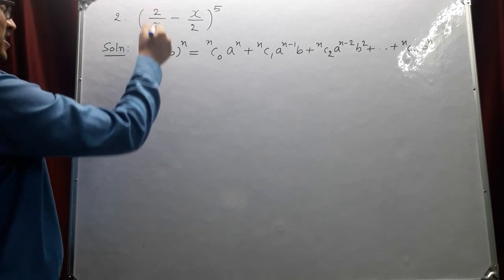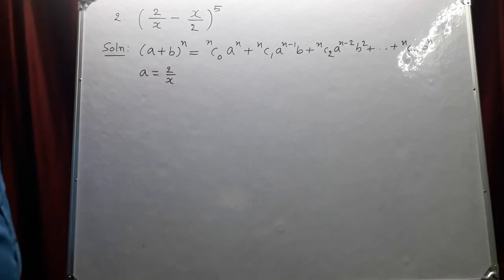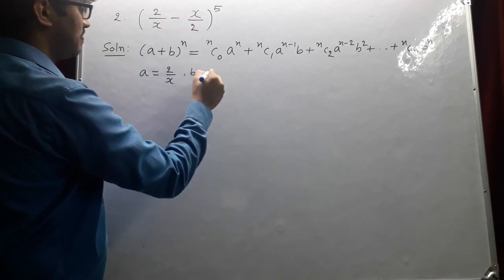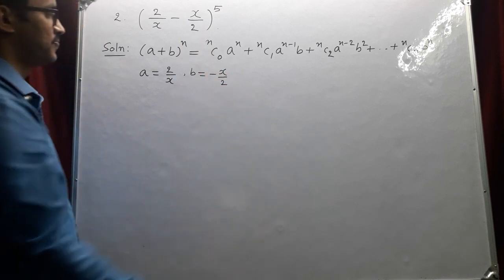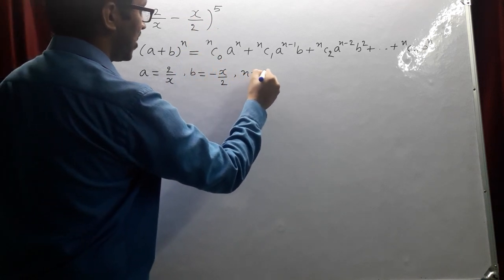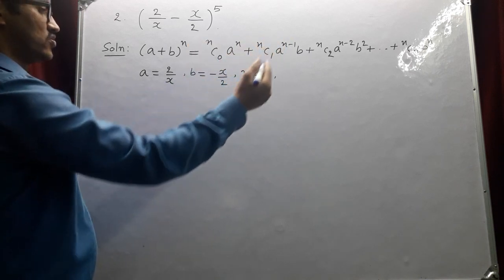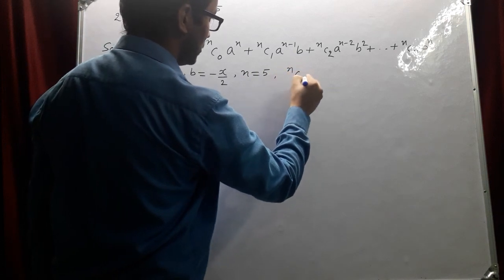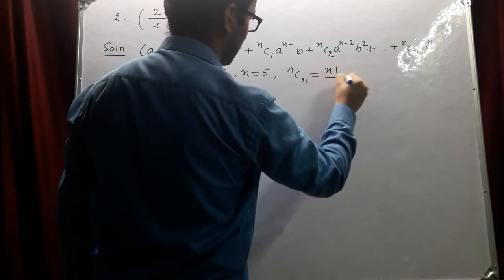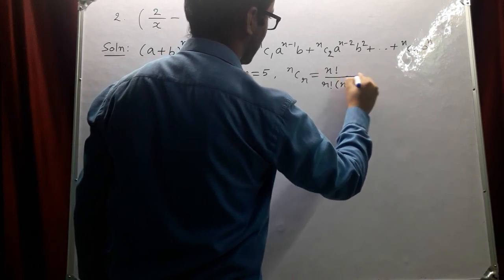So here if you compare these two, we can take a value as 2 by x. Since we have minus here, we can take b is equal to minus x by 2, and the value of n becomes 5. To find the values nc0, nc1, and so on, we will use the formula for combinations: ncr means n factorial by r factorial into n minus r factorial.